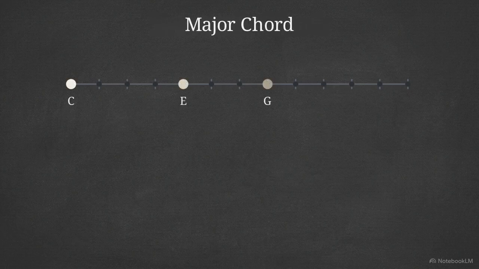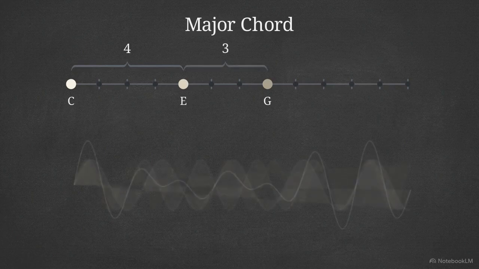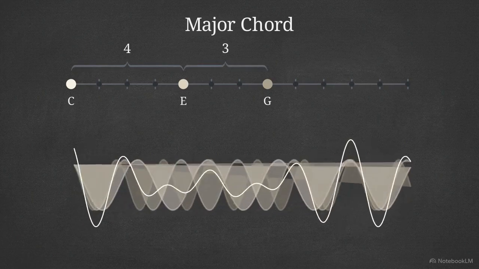This diagram maps our first shape, the major chord. Between our root C and our middle note E, there is a gap of 4 semitones. Between E and the top note G, there are 3. This specific ratio sounds stable and bright because it closely aligns with the mathematical proportions found in acoustic sound waves.